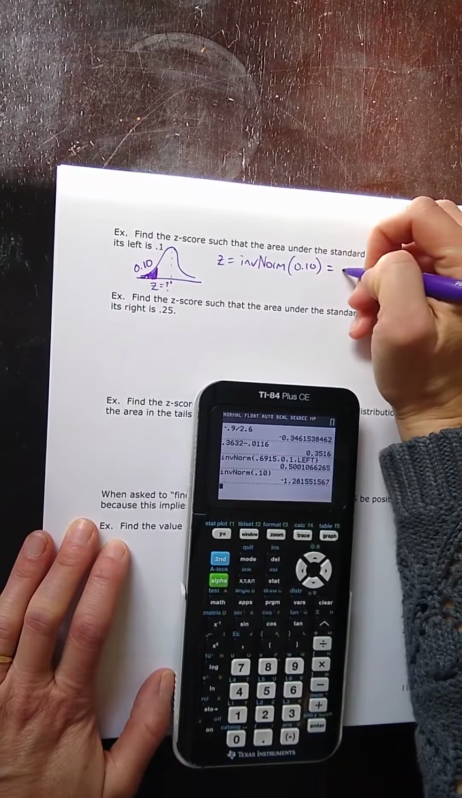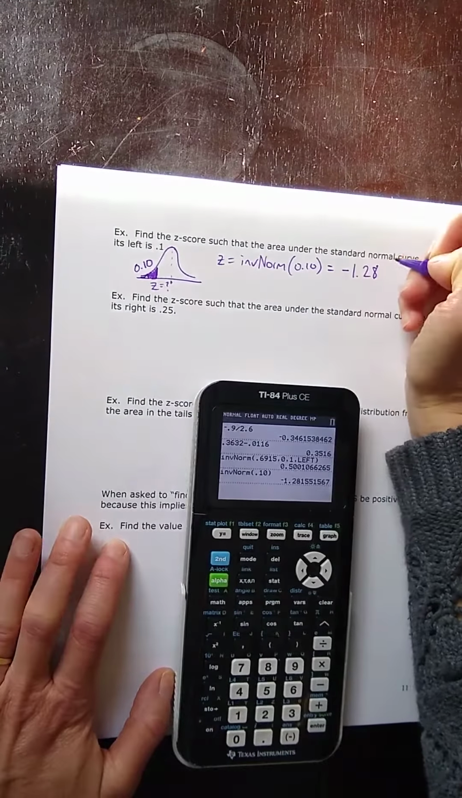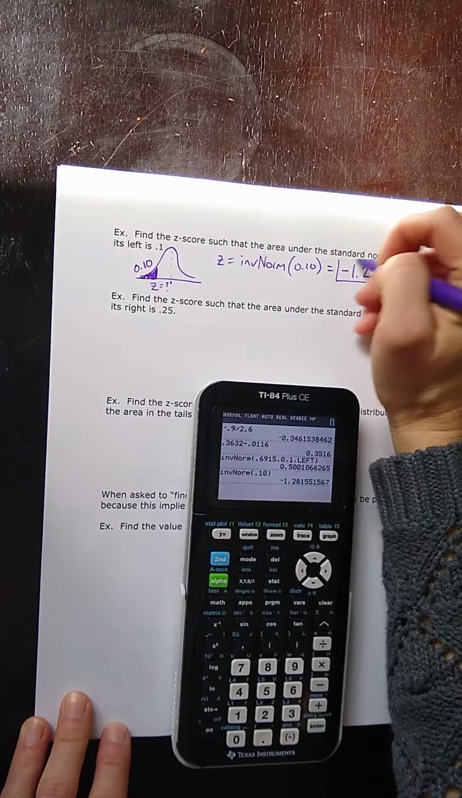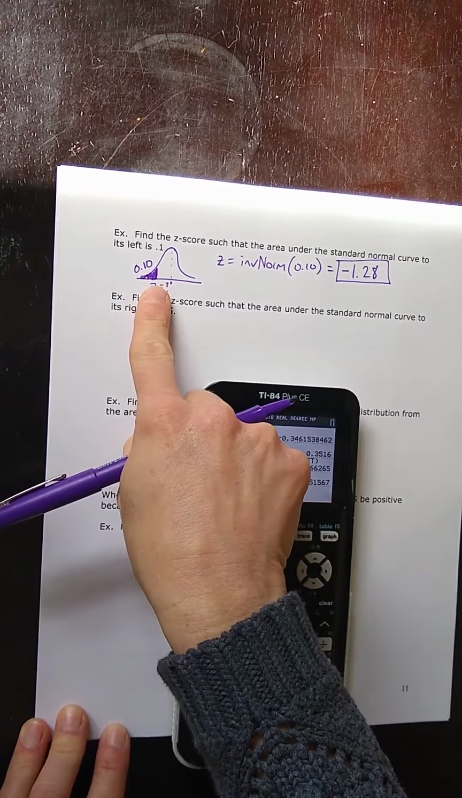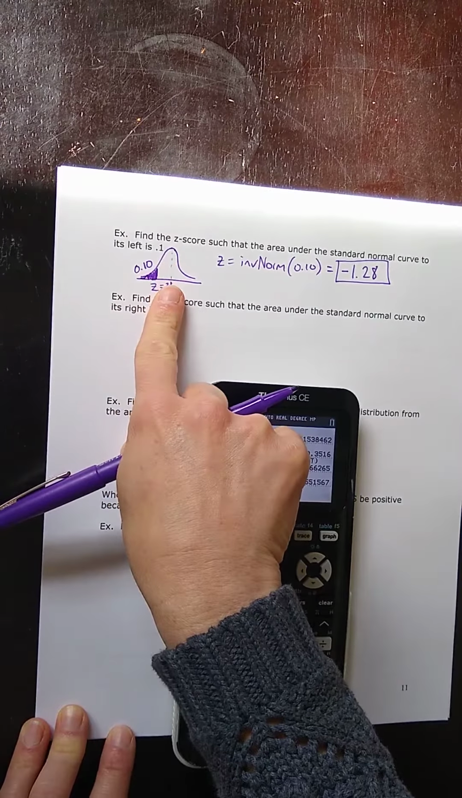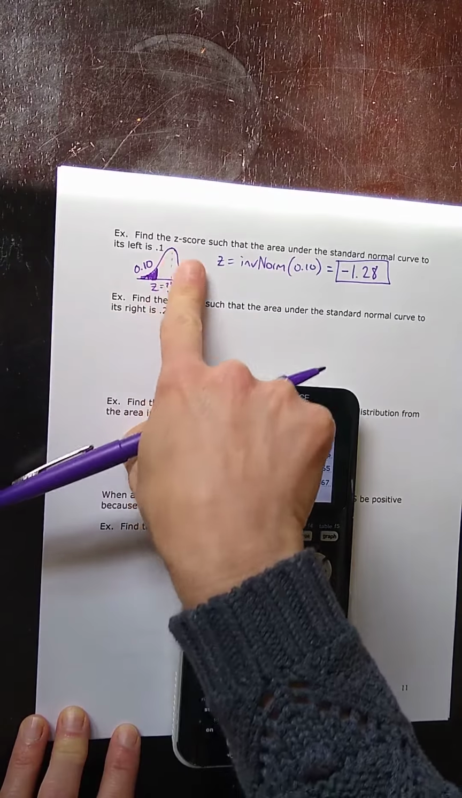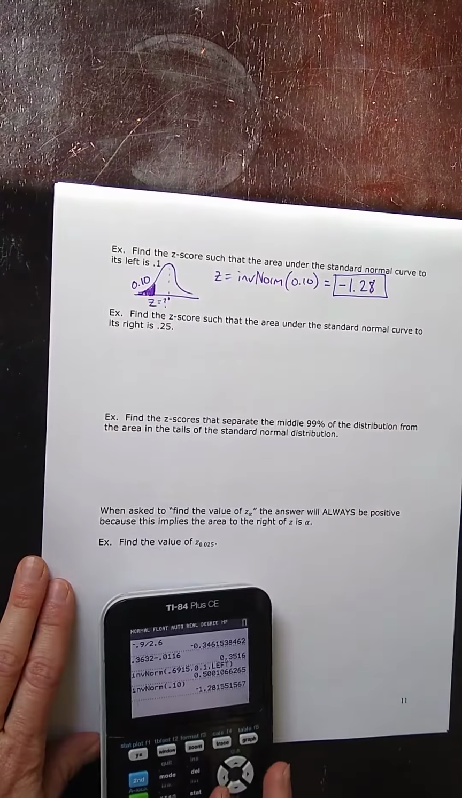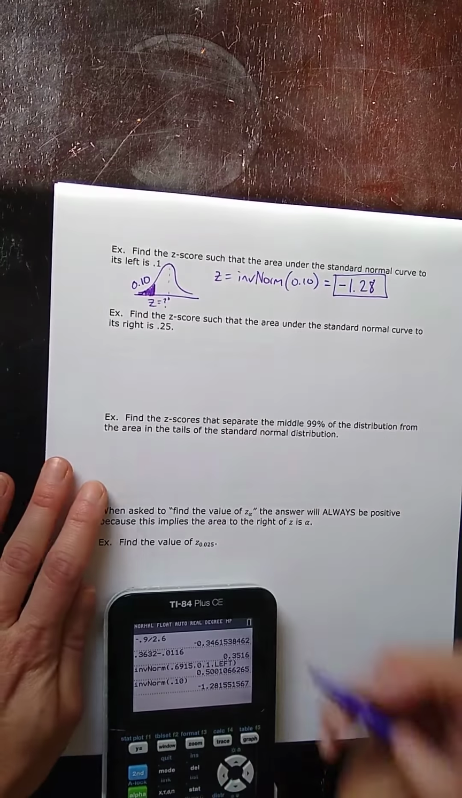If I just say inverse norm of 0.10, that's totally fine. Okay, and it tells me that the z is negative 1.28. So that's what I was looking for. If I have a z of negative 1.28, then 10% of the data will be to the left of that. And then that implies, it's unsaid, but it implies that 90% of the data will be to the right of that. Find the z-score such that the area under the standard normal curve to its right is 0.25.